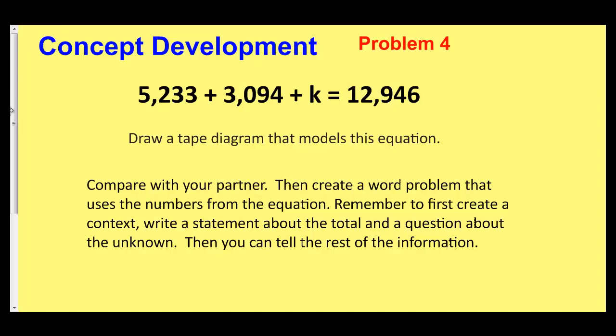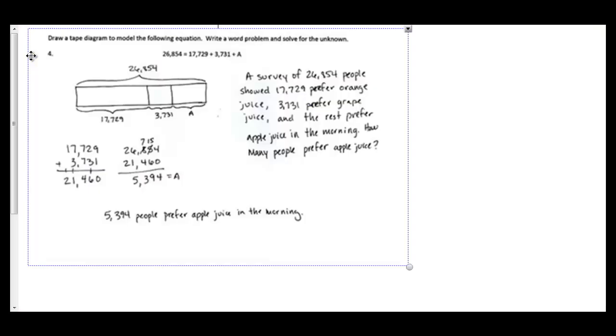Okay, problem 4. This time, you are to take this math problem and draw a tape diagram that models this equation. Then you are to create a word problem that uses the numbers from the equation. Remember to first create a context, write a statement about the total and a question about the unknown. Then you can tell the rest of the information. Okay, so we've got 5,233. We're adding 3,094 to that, and we're adding the value k, which we don't know what that is, and the total is 12,946.